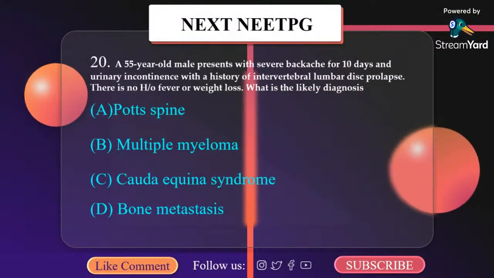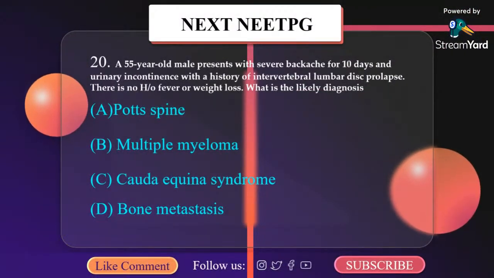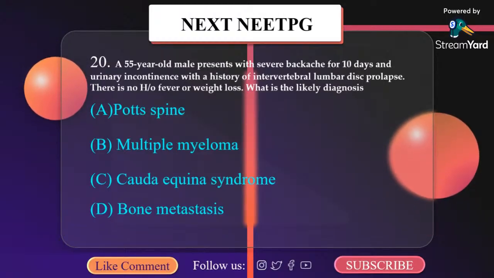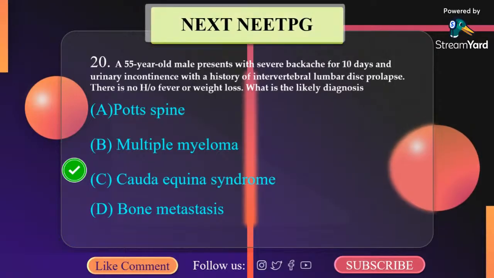A 55-year-old male patient presents with severe backache for 10 days, urinary incontinence, history of intervertebral disc prolapse, and history of fever and weight loss. What is the diagnosis? It is cauda equina syndrome.